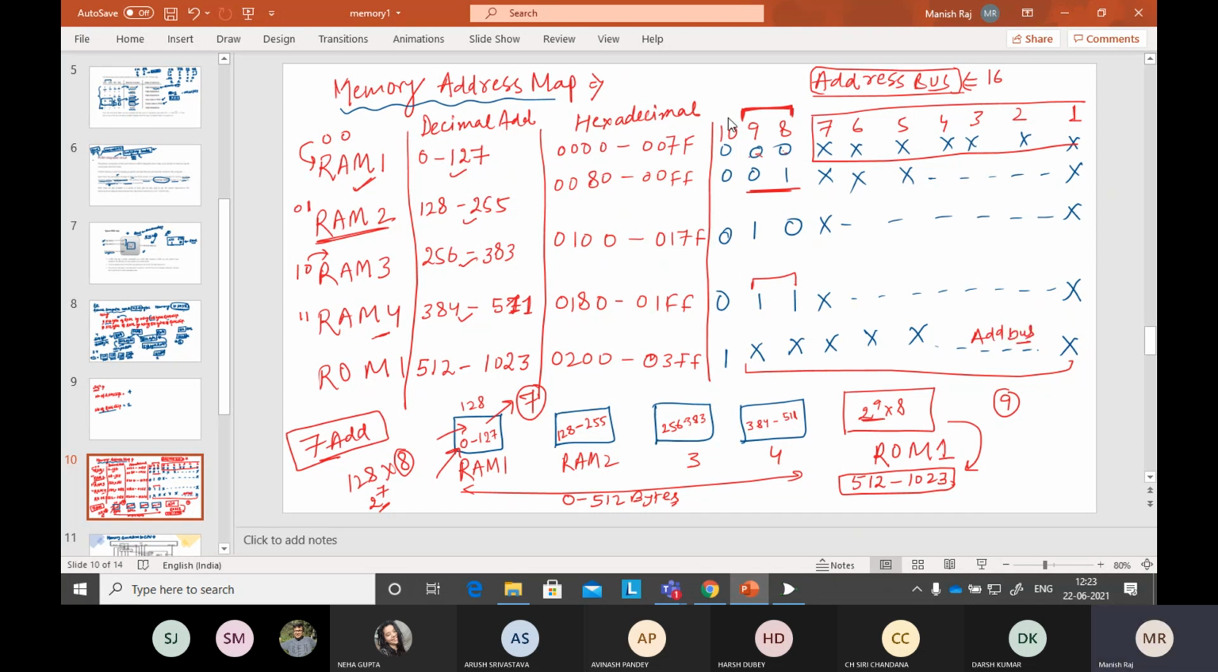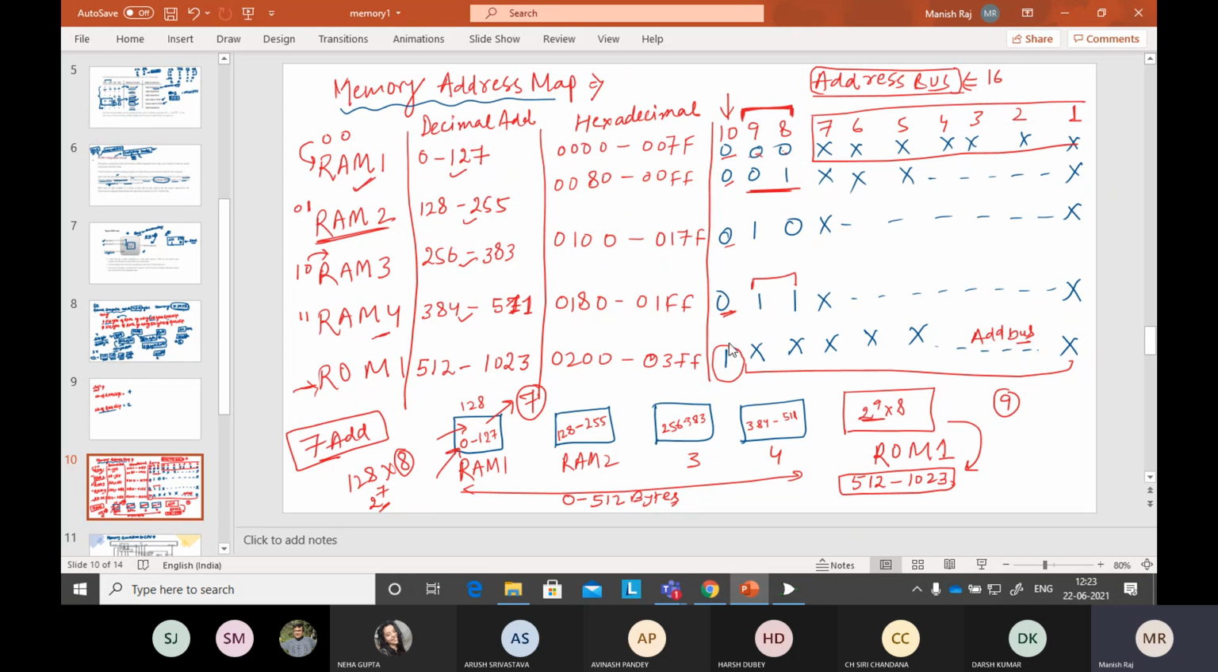After that, the 10th bit I am taking to select the ROM. If all these are 0, you can see the 10th bit is selecting the ROM. So the RAM bit will be 0. This is 0, this is 0, this is 0, and this is 0. And the 10th bit being 1 means you are selecting the ROM.